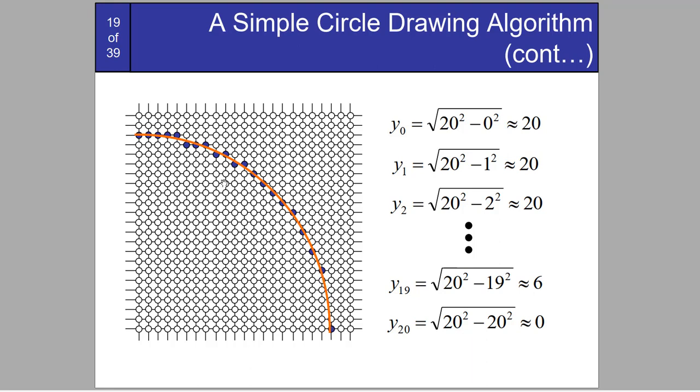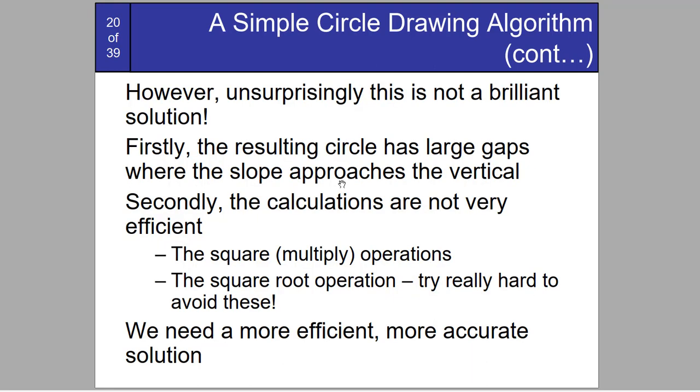If we remove this orange line from here, then the problem will be that these blue lines cannot form a good circle. So this was a simple algorithm, but this algorithm does not work. This is not a good solution. There are two reasons. One, the resulting circle has large gaps. And second, the calculations are not very efficient.